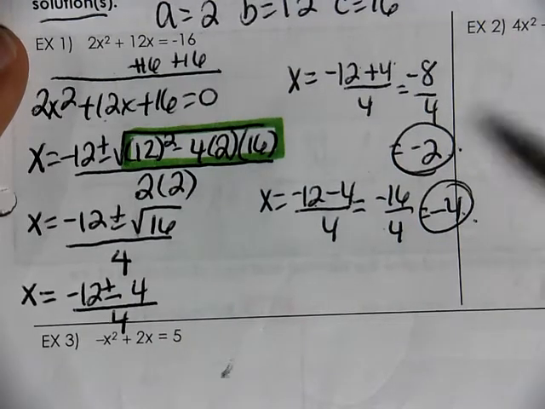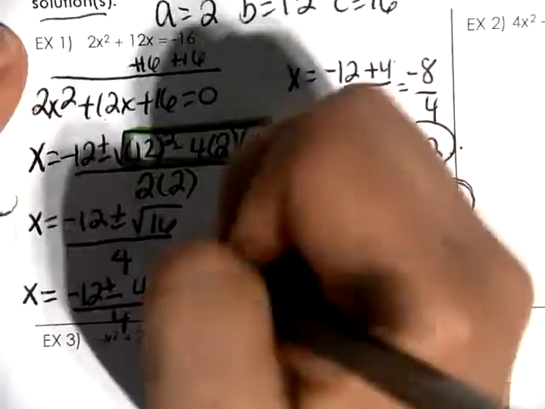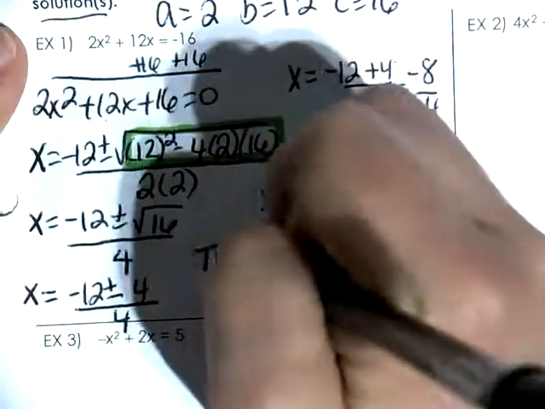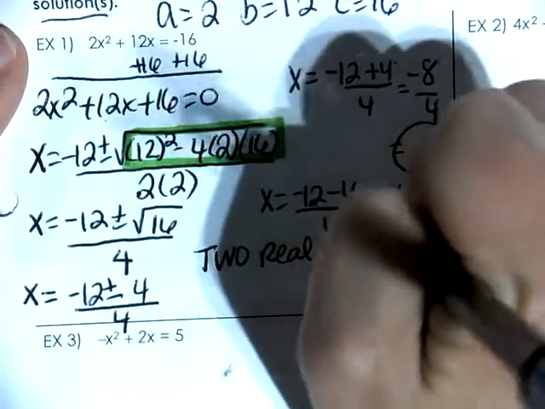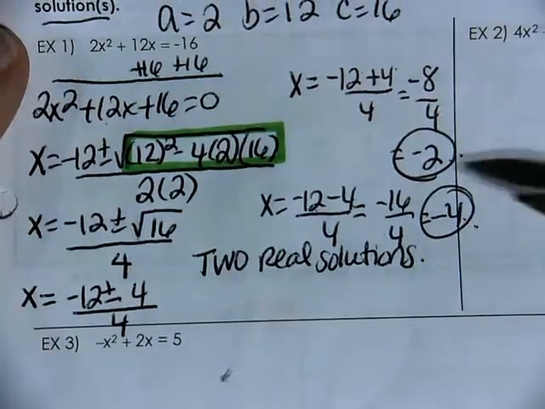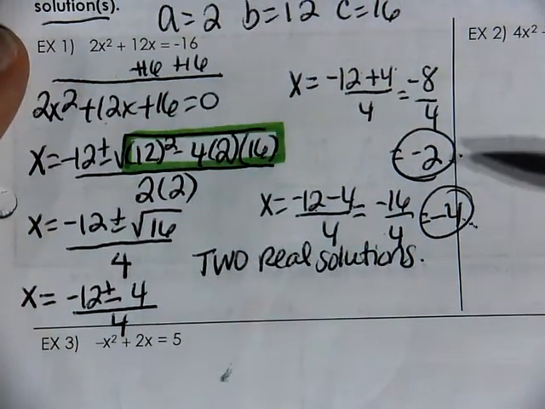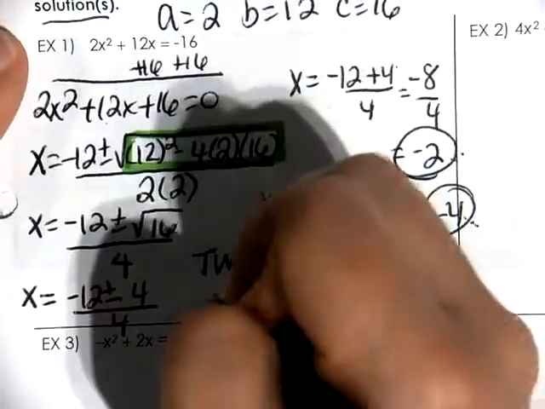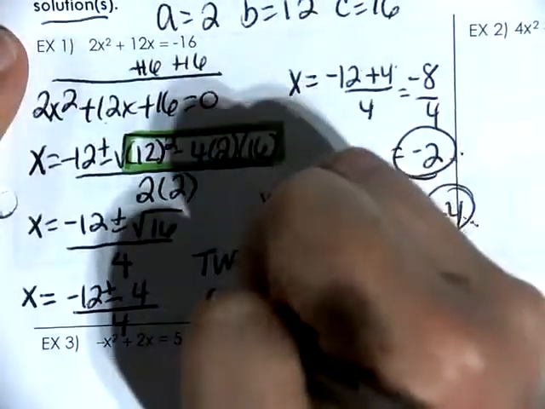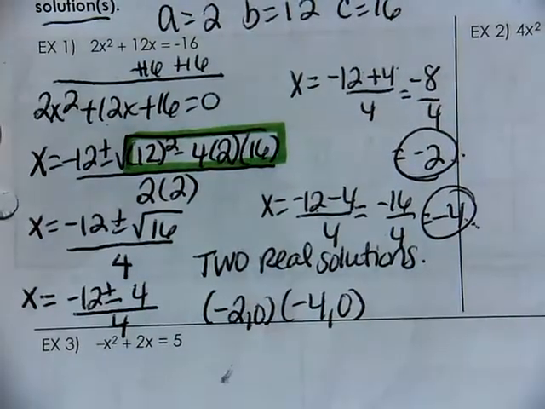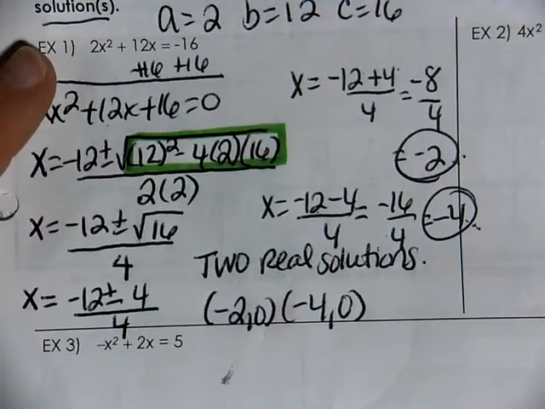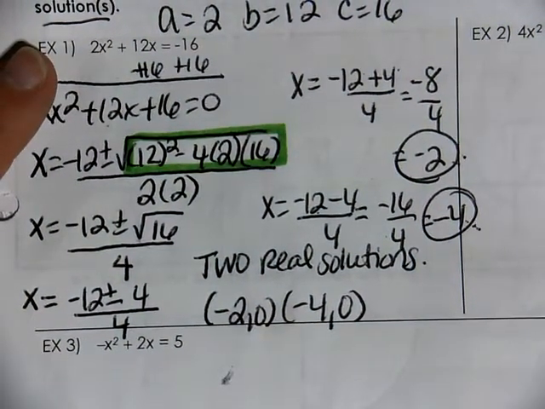They are both real numbers, so we ended up with 2 real solutions. And those 2 real solutions were negative 2 and negative 4. If we were looking at x-intercepts, they would be located at negative 2, 0 and negative 4, 0. 2 locations on our graph in which this quadratic would cross the x-axis.